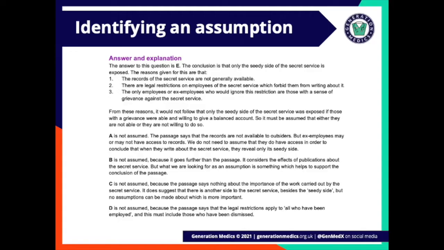The answer is E. If you didn't get it, there is an explanation on the screen now.